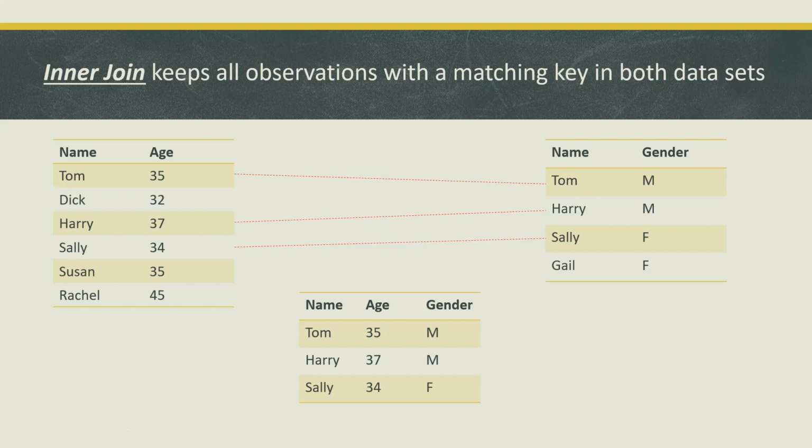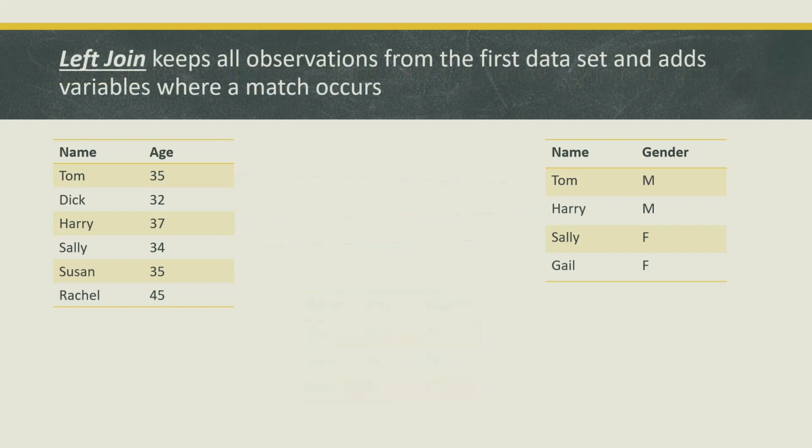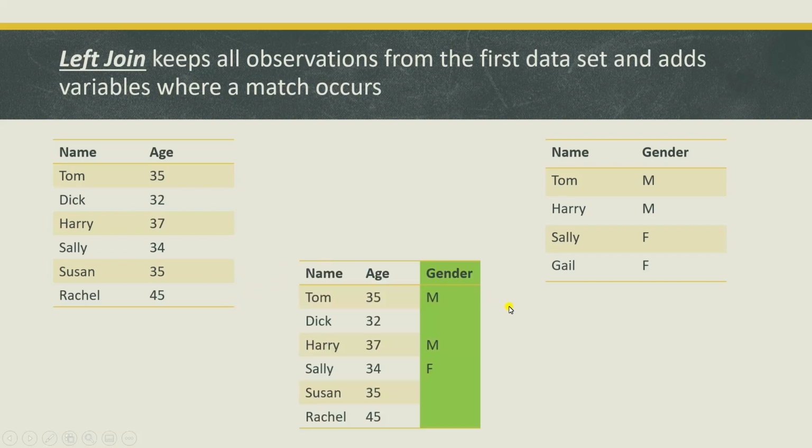Keeps all observations with a matching key in both data sets. Now the next type of join is a left join. A left join is going to start with your initial data set, and it'll keep all of the observations from this data set, and then it'll add your variables from the second data set only where a matching key is found. So what will happen here is that we have Tom, Harry, and Sally. Because the keys of Tom, Harry, and Sally match in the second data set, we'll be able to join gender as an additional column, but there is no matching gender for Dick, Susan, and Rachel, so their genders will just be left blank. And you can see the resulting data set here.